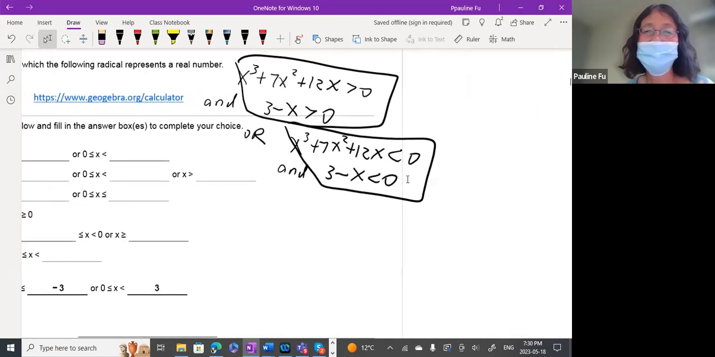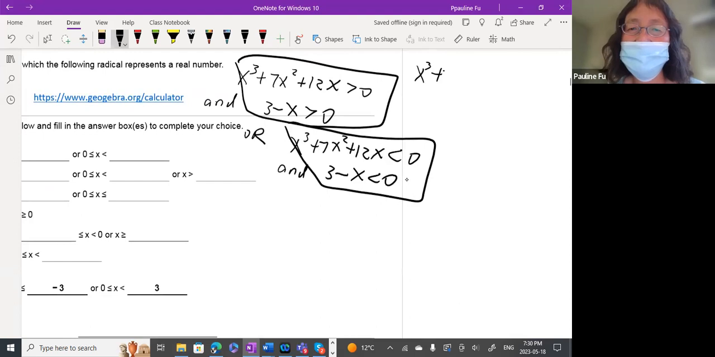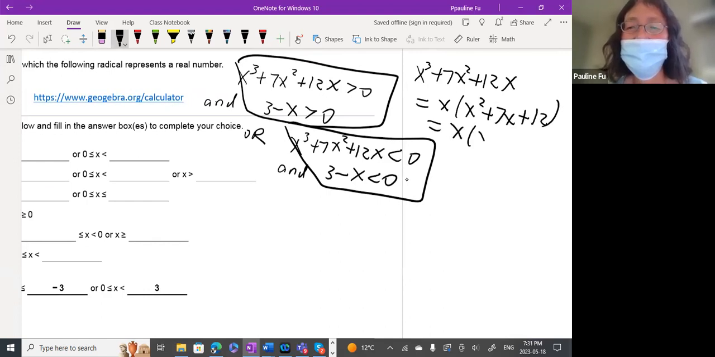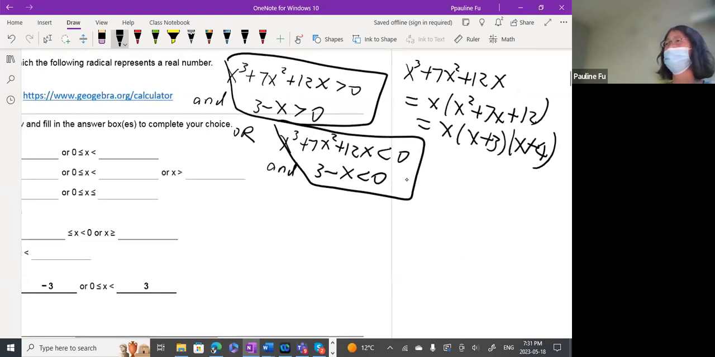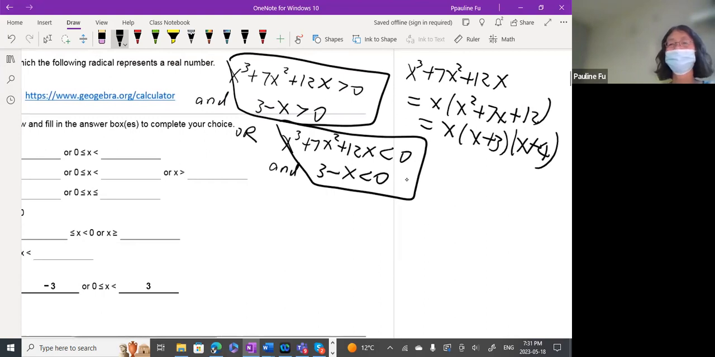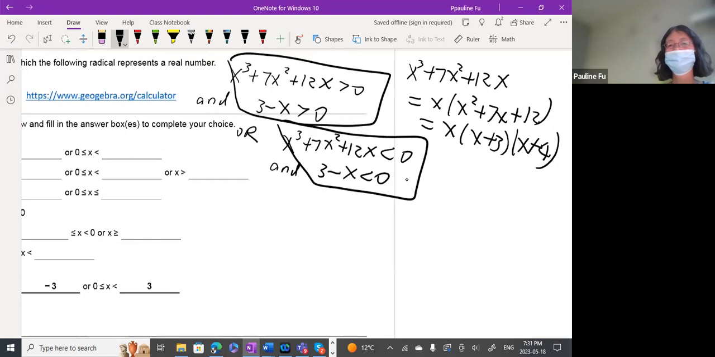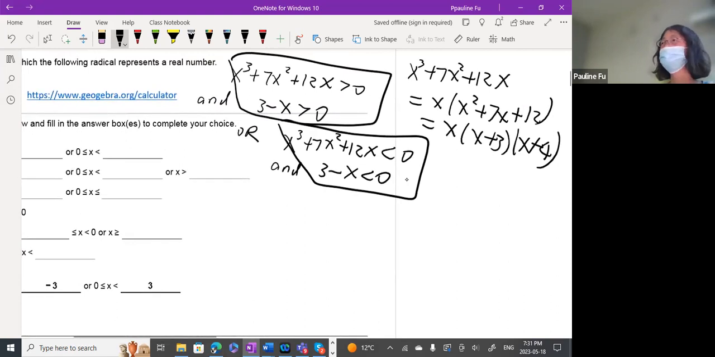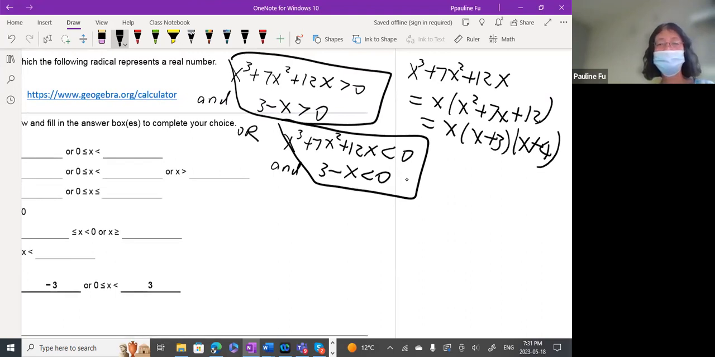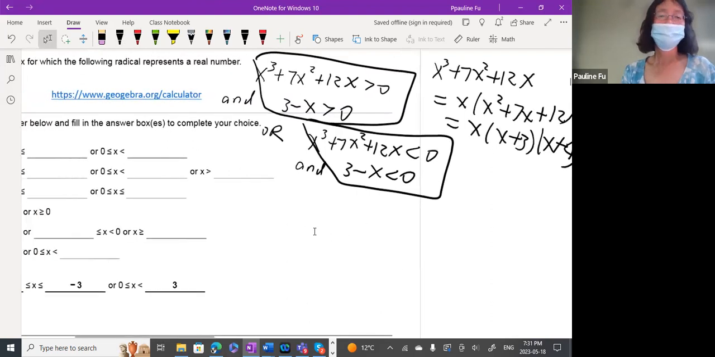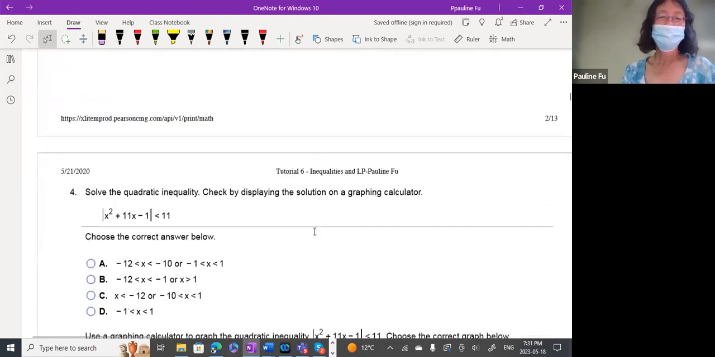And for this one, when you simplify, remember you can factor out X. When you factor out X, you get this one. And further factor out, you got this one. Just to factor the polynomial. Questions? Okay, so next question.